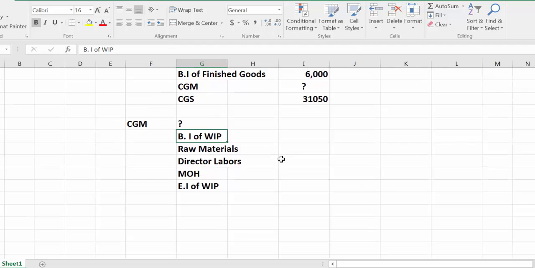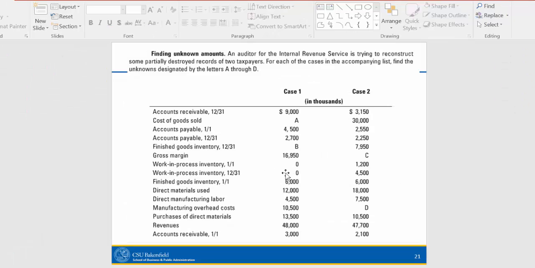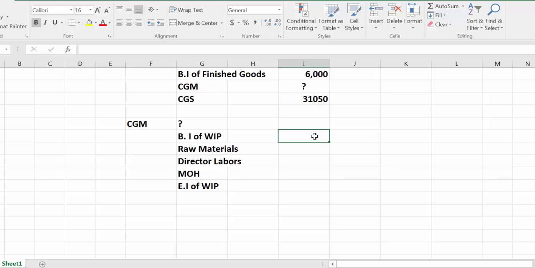So now let's come here to find a CGM. Do we have information to find a CGM? For the beginning of WIP, I'm going to look at the WIP on January 1st. Let me go back to the slide. The slide says the WIP beginning inventory is 0, and likely the ending inventory is also 0. So I'm going to put 0 here, and 0 down there.